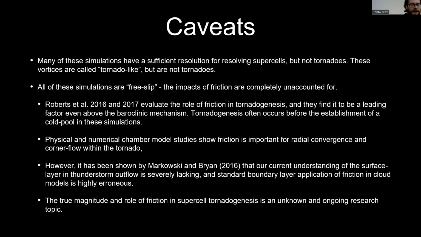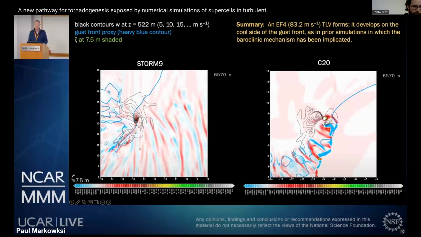But the problem is the true magnitude and role of friction in supercell tornadogenesis is still unknown and an ongoing research topic, which leads me to a slide I literally added yesterday because I was made aware of a really great talk Paul Markowski did at NCAR. You can go to the NCAR YouTube channel and find this if you want to watch it yourself. It's really interesting, but he's been trying to tackle this problem of friction for a good while now.